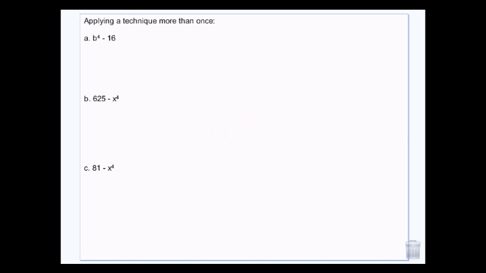Okay, so let's look at this. B to the fourth is an even exponent. That makes it a perfect square. 16 is a perfect square. So I do b squared plus 4, b squared minus 4, and then I go, okay, wait a minute, perfect square, perfect square. So I have to do that again.